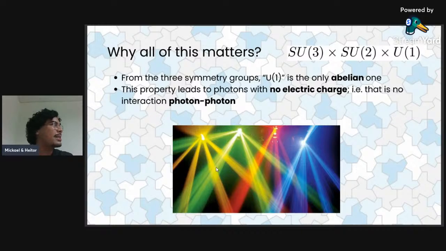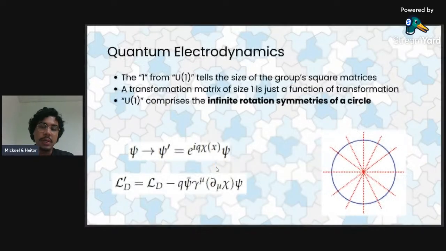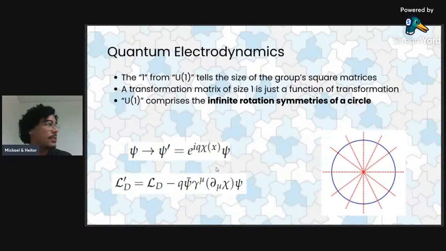That doesn't seem intuitive, but if we redo the steps to reach quantum electrodynamics, we can see this more clearly in the final Lagrangian. Quantum electrodynamics is based on this transformation of rotation, because U1 is nothing but the symmetry of transformations of a circle.